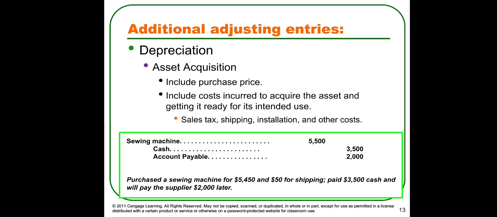And then the business will pay the supplier $2,000 later. So it is a liability. When a business will pay later to a supplier, it is a liability because the business has to pay something in the future. So the account that we use in accounting to record this kind of situation is accounts payable. When a business owes money to a supplier, we record in accounts payable. That's why you can see there liability accounts payable credit 2,000. So this is the way to record asset acquisition.